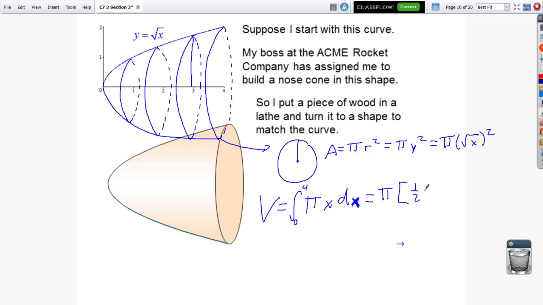So this becomes 1/2 of x squared, running from 0 to 4. Using the fundamental theorem of calculus, I'm going to have pi times the quantity of 1/2 of 4 squared minus 1/2 of 0 squared. Half of 4 squared is half of 16, which is 8. 8 minus 0, forgot my parentheses there, 8 minus 0 gives me 8 pi cubic units.